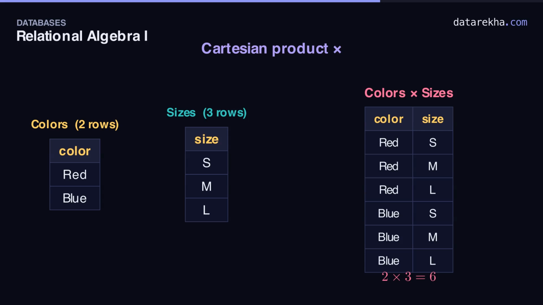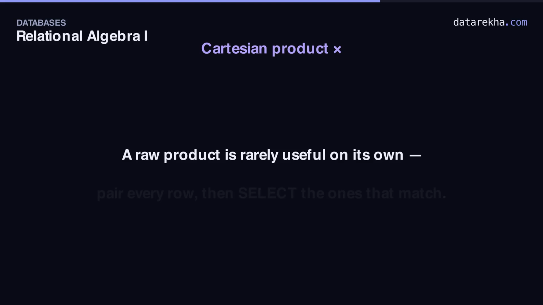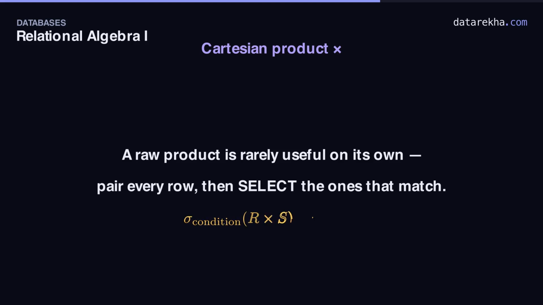The size of a product is always the 2 row counts multiplied, not added. And you can feel it explode. 100 rows crossed with 100 rows is 10,000. On its own, a product mostly makes a mess. Its real job is to be the raw material for something better.